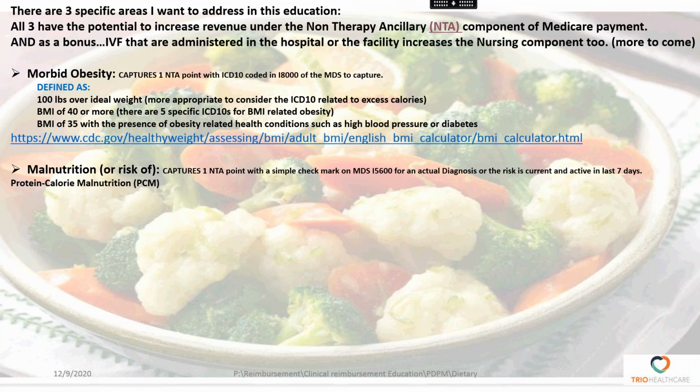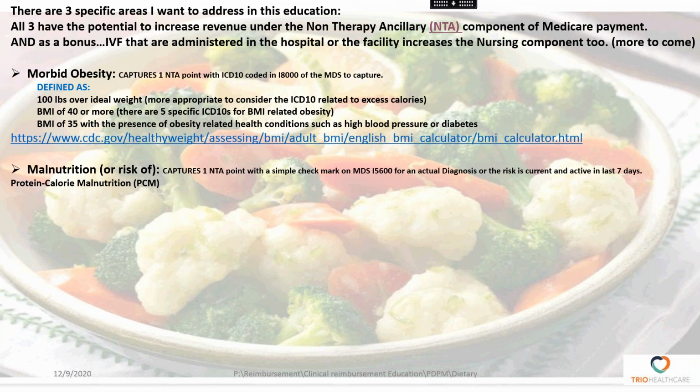Malnutrition, or the mere risk of malnutrition, also captures an additional NTA point with a simple check mark on the MDS at section I-5600. They put a check mark there for an actual diagnosis that we have, or the risk that has been current and active in the last 7 days.